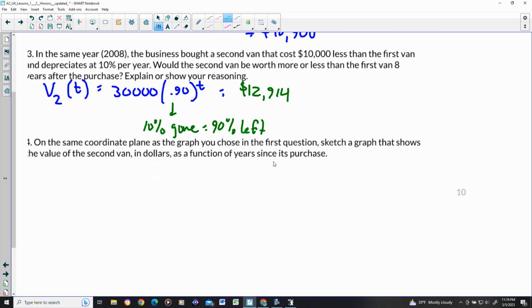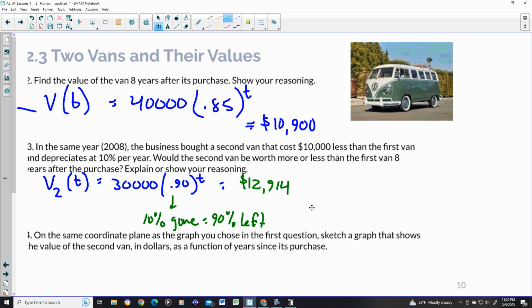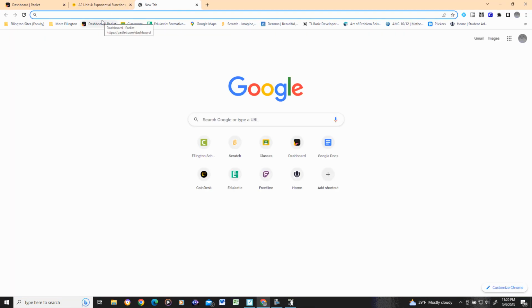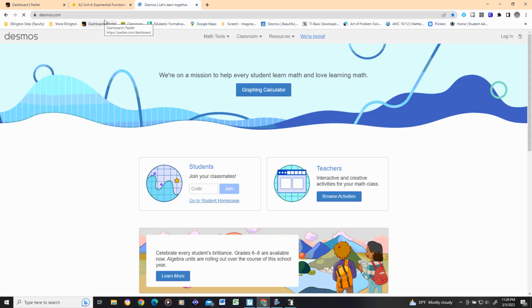On the same coordinate plane as the graph you chose in the first question, sketch a graph that shows the value of the second van as a function of years since its purchase. Okay, I guess that means we're going to have to go back here and we can look at this graph. You know what? Why do that? Let's look at the graph on Desmos, shall we? So let me go ahead and pull up Desmos. And I believe you can see it. Should be able to.